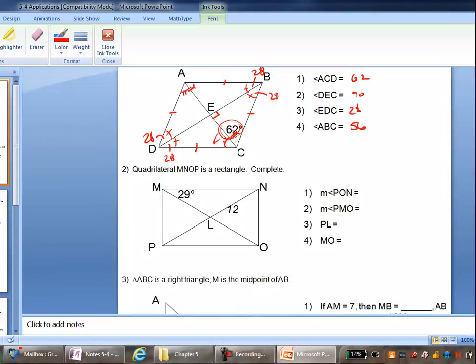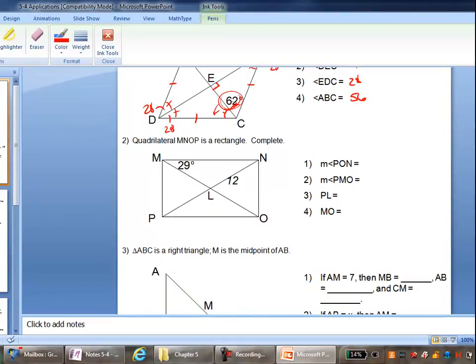Alright, look at number 2 here. Quadrilateral MNOP is a rectangle. Because it's a rectangle, don't we know these diagonals are identical in length? Right? MO is congruent to NP. Best way to go through this is to understand, okay, if this is 12, then this should be 12, and this is 12, and this is 12, because they're all congruent to each other. So what's the length of PL? That's easy, 12. Length of MO, the whole thing, 24.